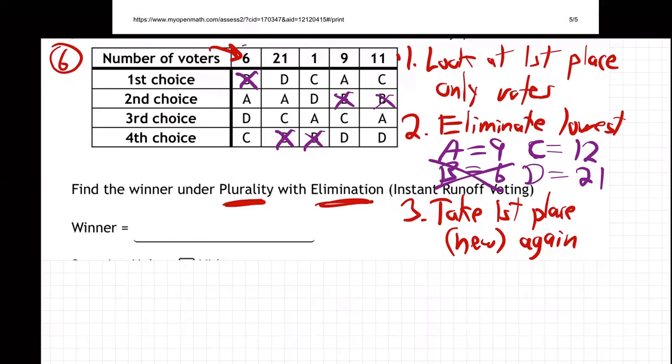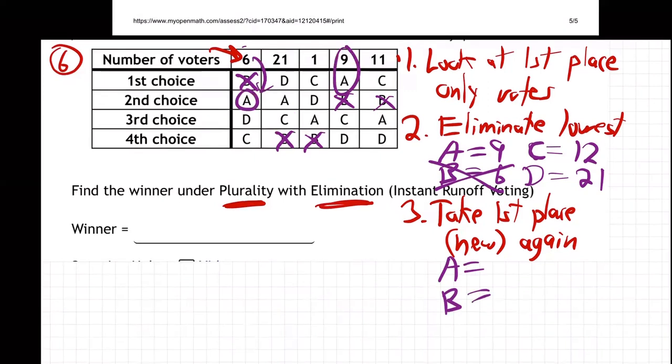So now count them again. Here we go. So how many does A have now? Well, they have these 6. Oh, and they still have those 9. No change there. 6 plus 9, 15. Use your calculator whenever you need it. You can use calculators on the exam and everything. 6 plus 9, 15. So A is up to 15.